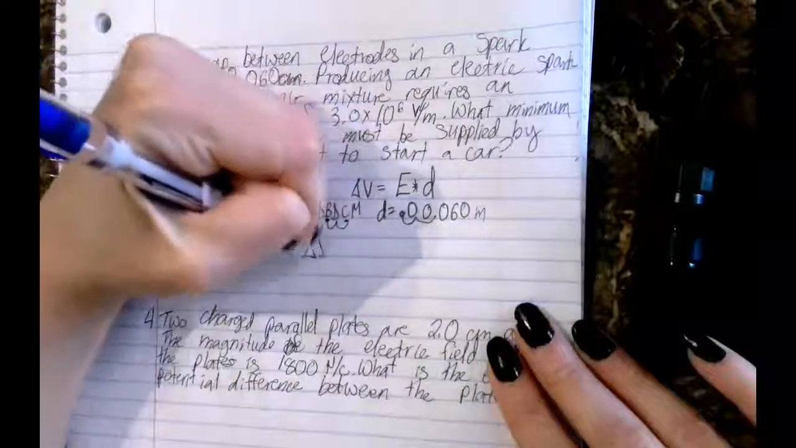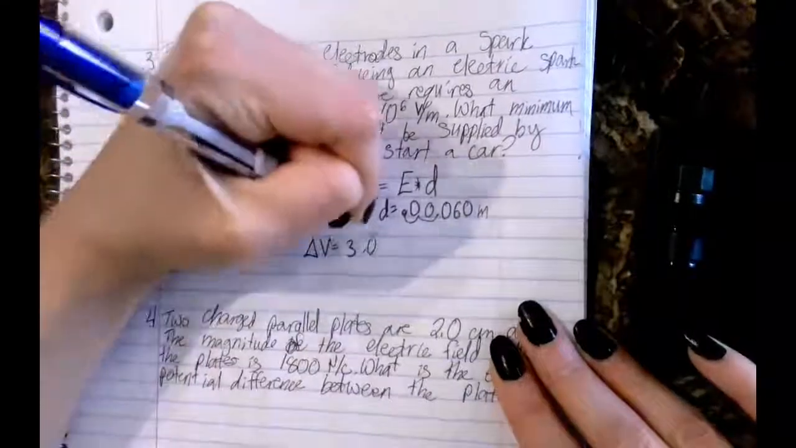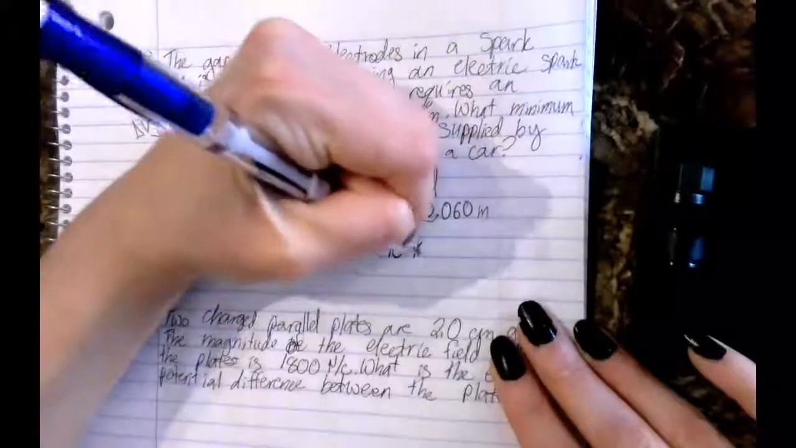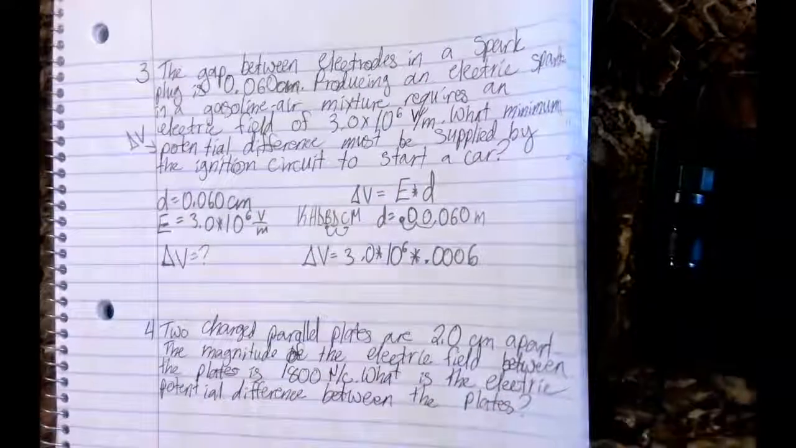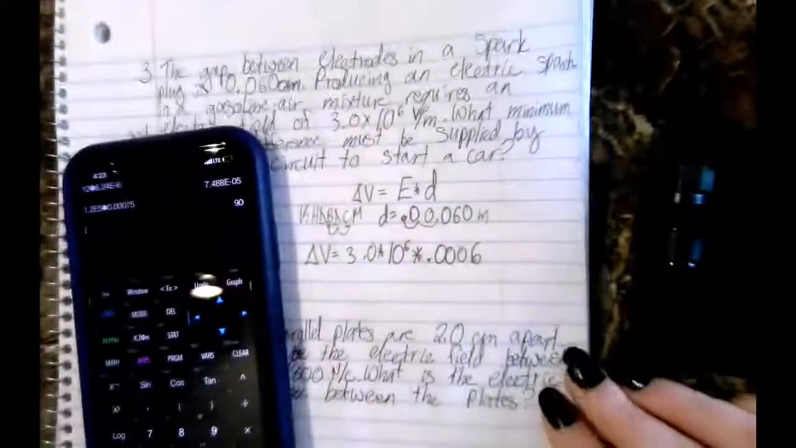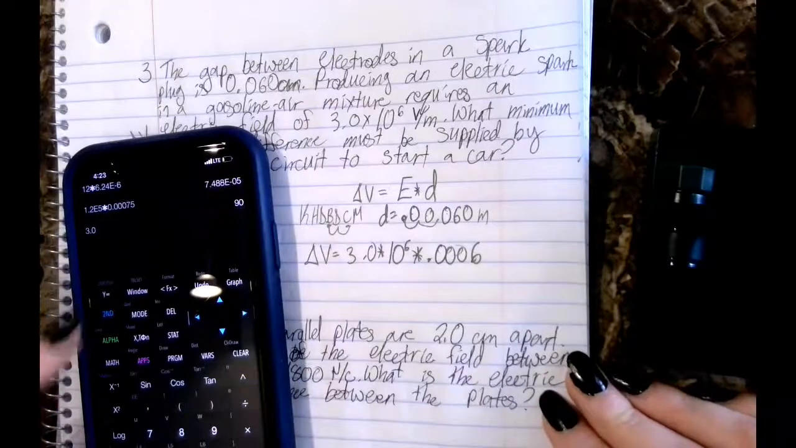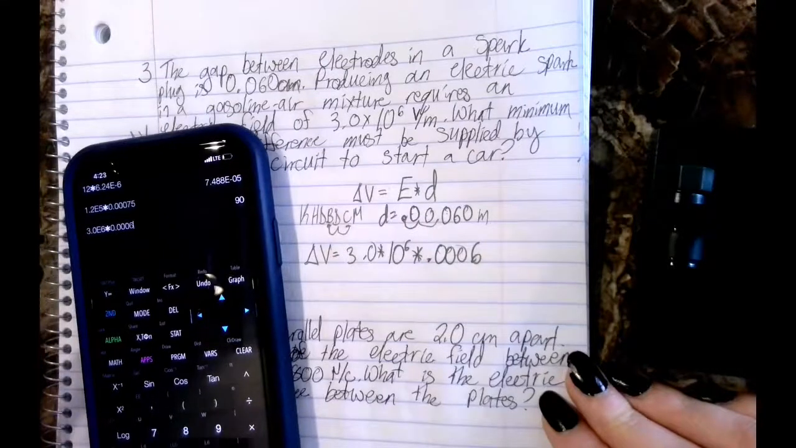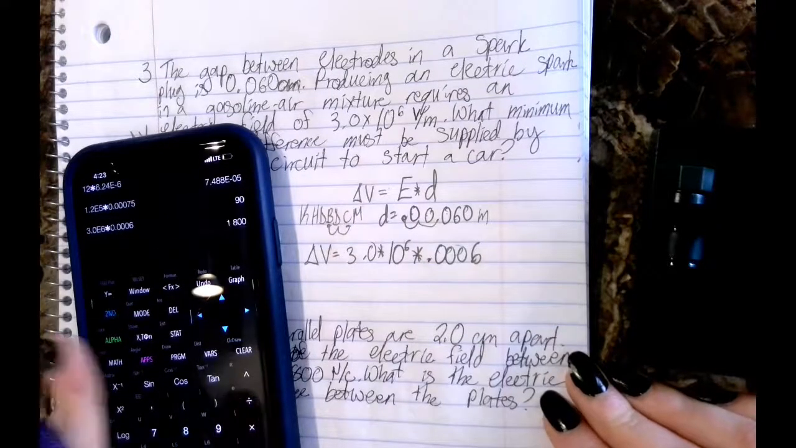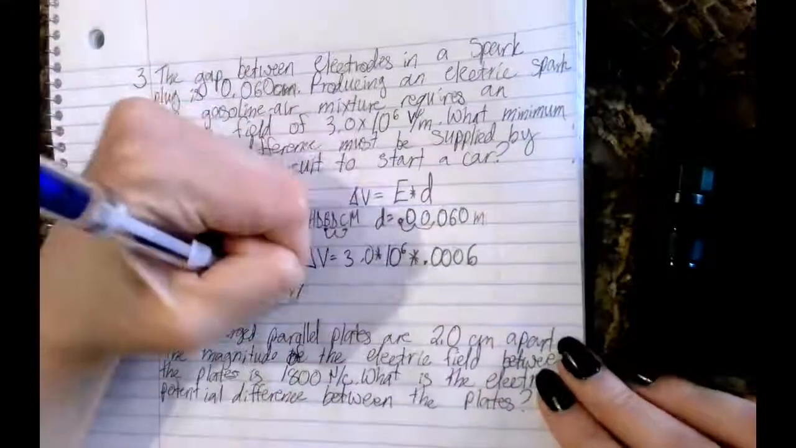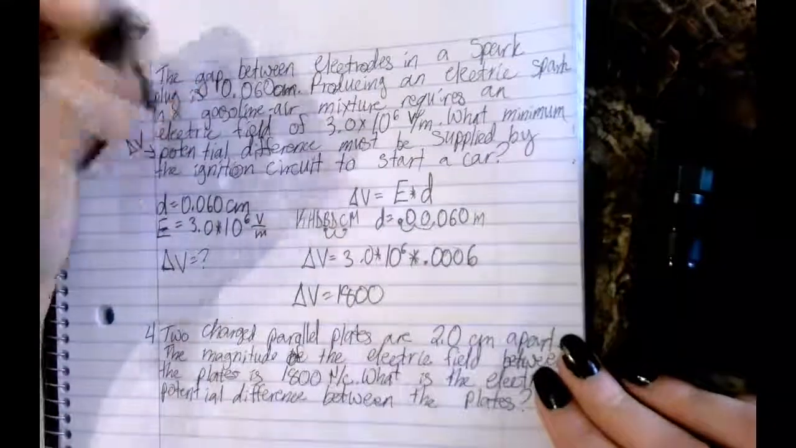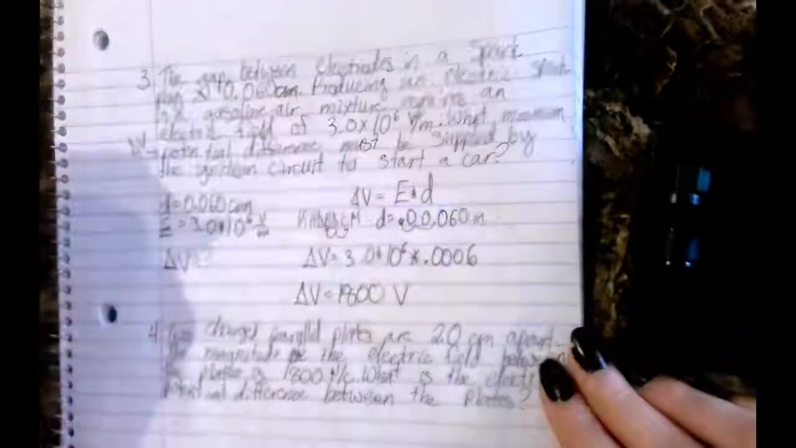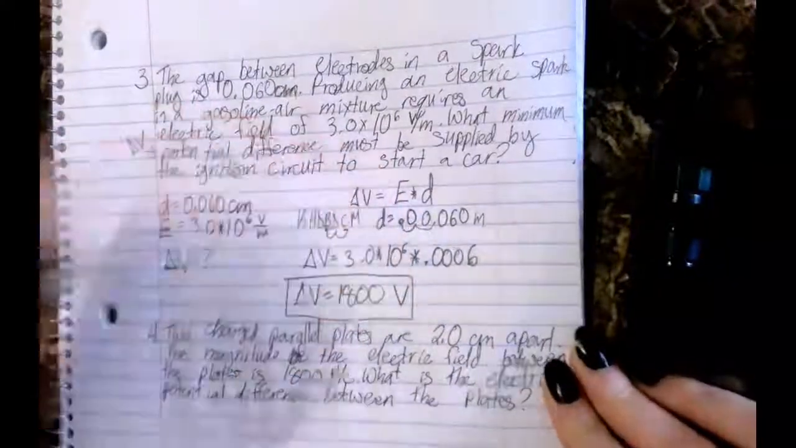Now that we know that, delta V equals 3.0 times 10 to the 6th times 0.0006. To the calculator, 3.0 times 10 to the 6th times 0.0006. And we get 1800. What are the units on this? Volts. And there we go.